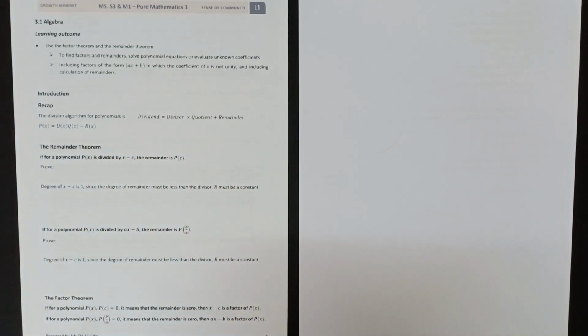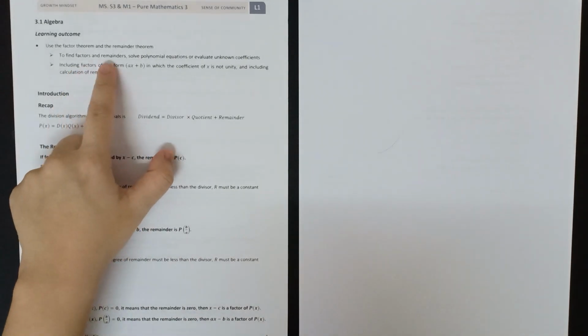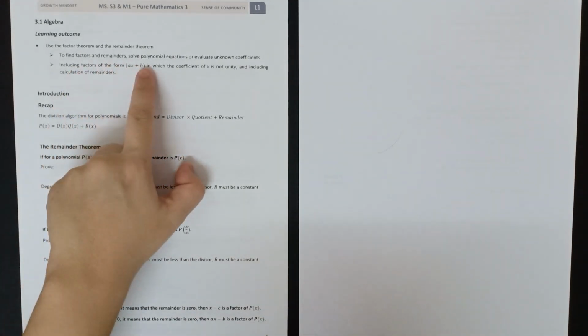What you have learned previously is mostly x plus a or x minus a only, so you do not have something like ax plus b. But the concept itself is similar, it's just that you are learning the fractional side also. You will learn how to find factors and remainders using the theorem. Then you will know how to solve equations and how to use this theorem to help you evaluate some of the unknowns in your polynomial. So that's the idea for today's lesson.